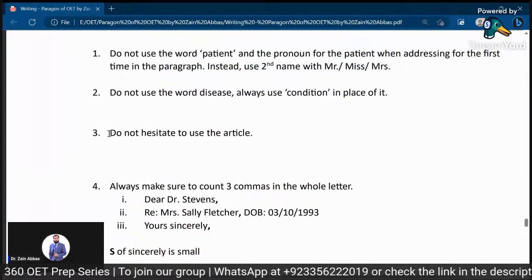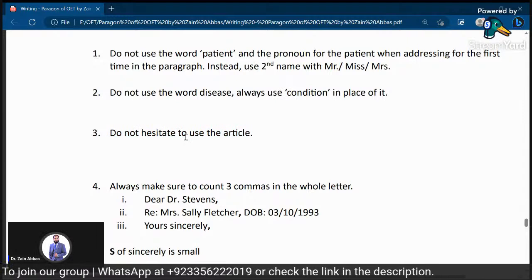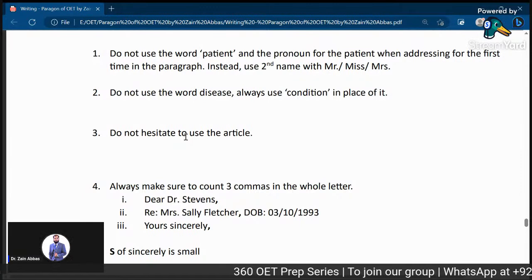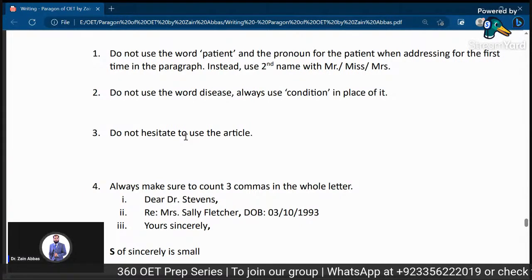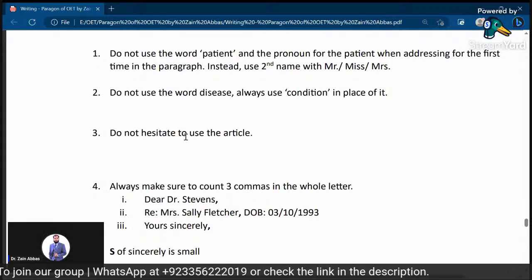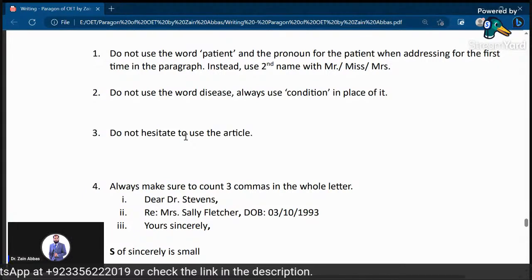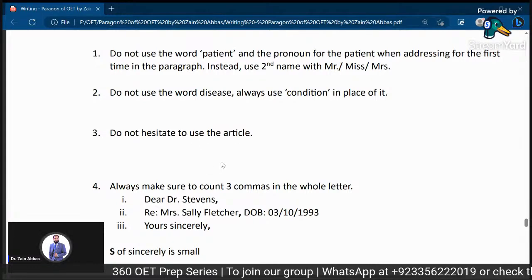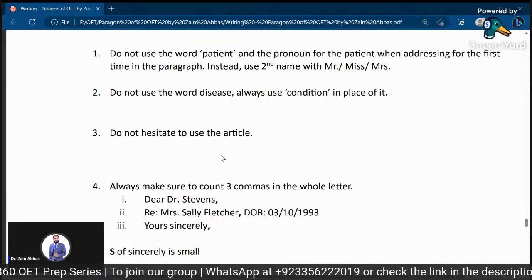The next important point is, do not hesitate to use the article. The articles are a, an, and the, and there is evidence in the OET exam that if you use them frequently, there is a chance of attaining the highest score. Letters without these articles are more prone to receive a lower score. So you don't need to hesitate to use the articles.